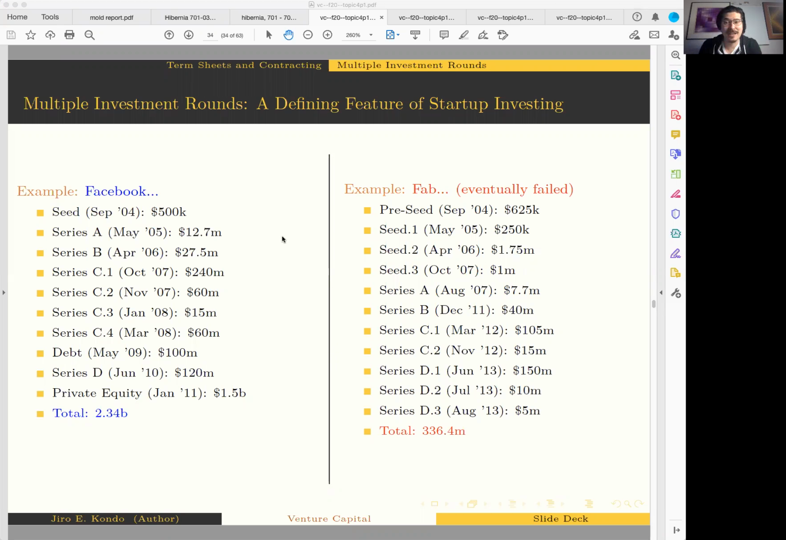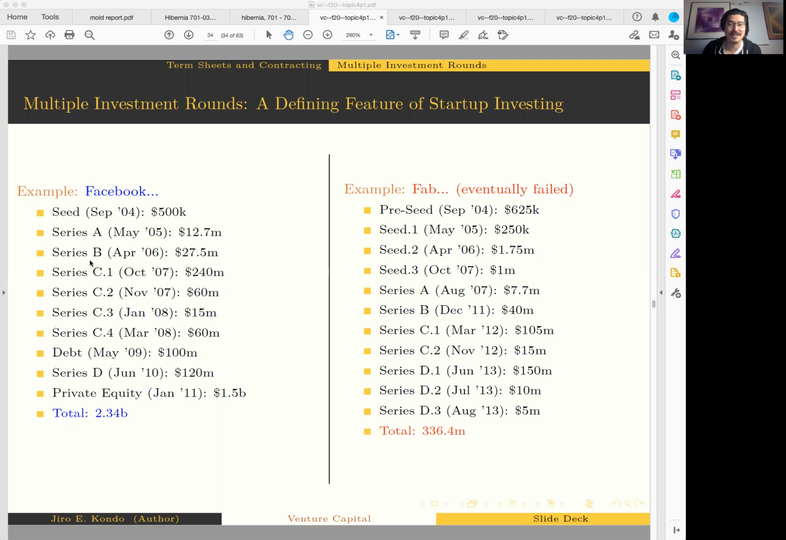I'm just showing, to illustrate my point, the funding life cycle of two startups. One you may have heard of, Facebook. If not, I don't know where you've been for an extended part of your life. Well, we can see many rounds of funding. Seed, Series A, Series B, multiple doses of Series C. There was actually a debt round. Debt here means venture debt, so it's not really like debt, okay? It converts into equity eventually if things are going well. Series D, private equity. I'm actually not sure what that was, to be honest.